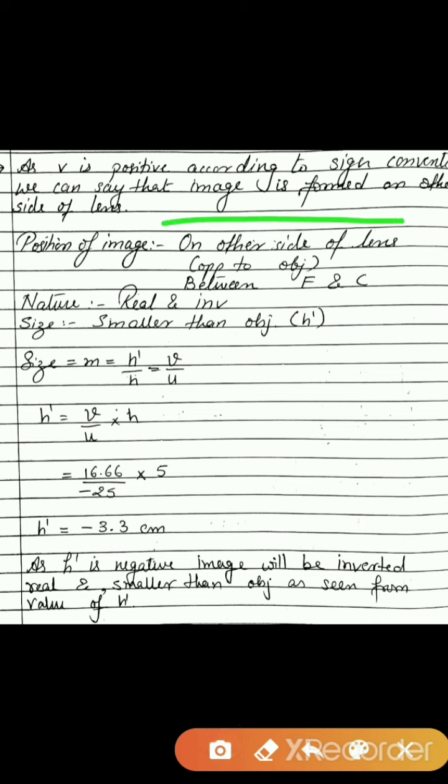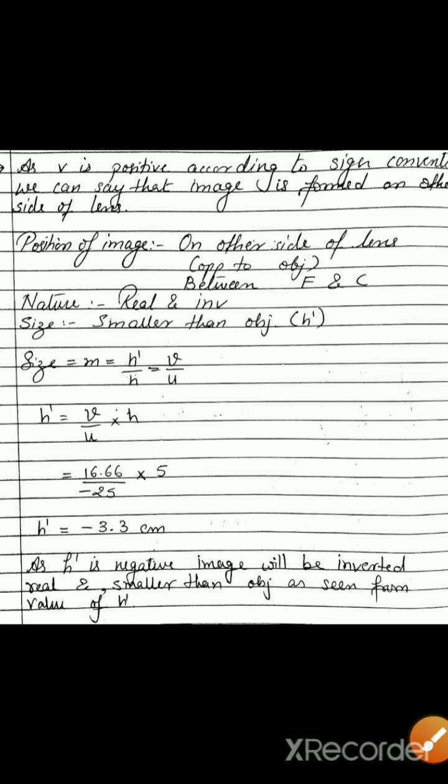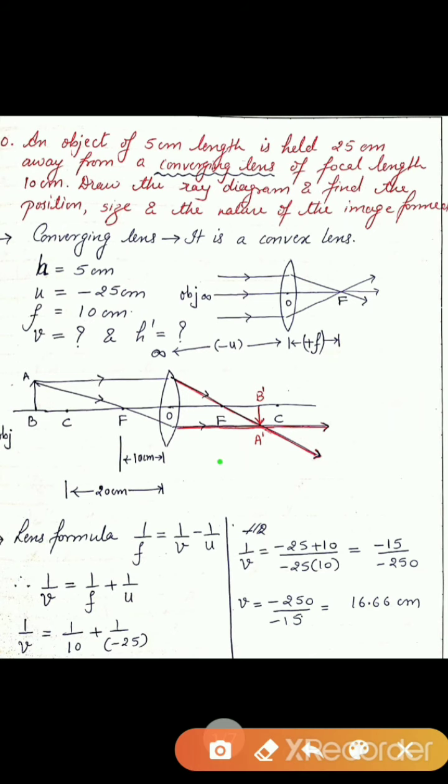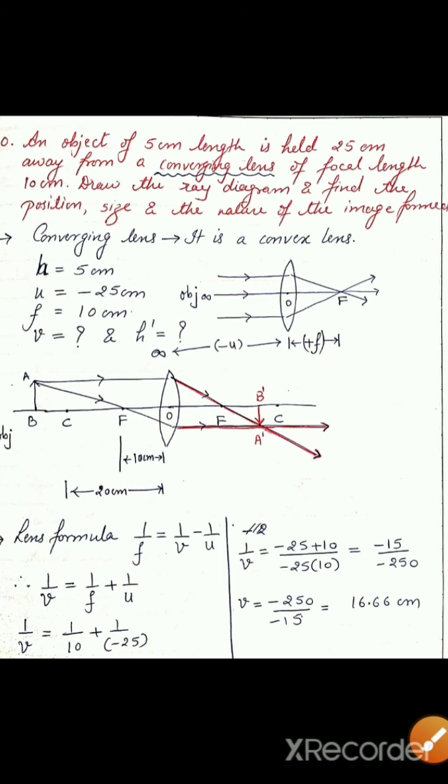So according to the sign convention, we can say that the image is formed on the other side of the lens. At what distance, that also we have calculated, and from the ray diagram we can say that it is between F and C. You can see here, it is between F and C. This is F, this is C. And we know from the information of the ray diagrams also that whenever the object is placed beyond C, the image is formed between F and C.